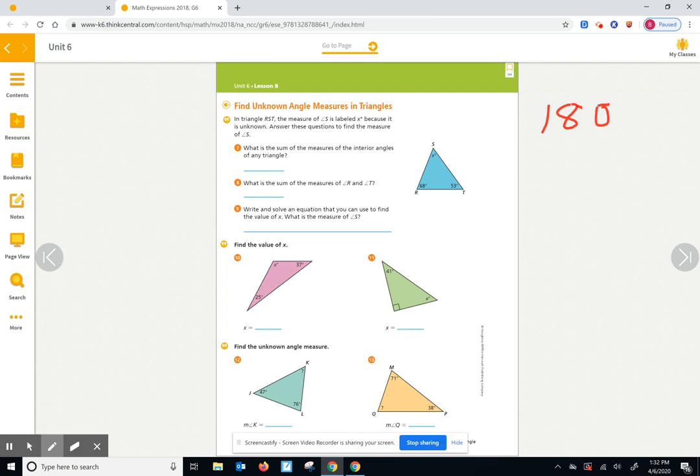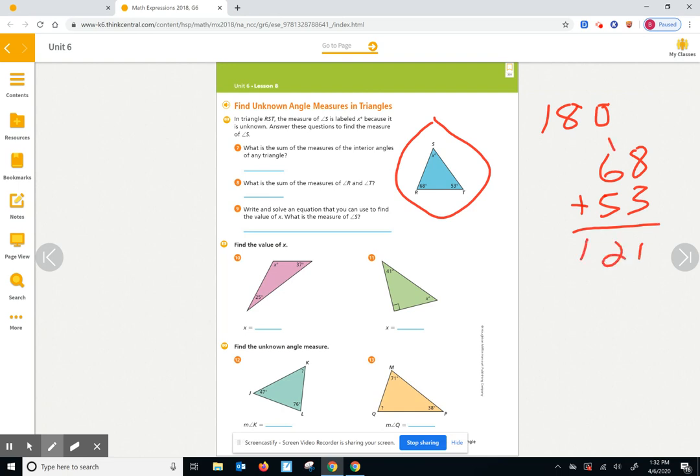Okay, so as we look at this first blue triangle right here, we can see that we know that 68 is one angle and 53 is another angle. So I will take the two of those and I'll find the sum of those two angles to get me to 121. Okay, so angle S, which is right now represented as X degrees, is an unknown. We don't know what that is.